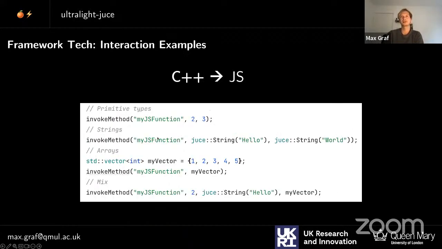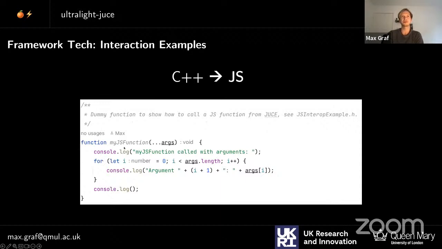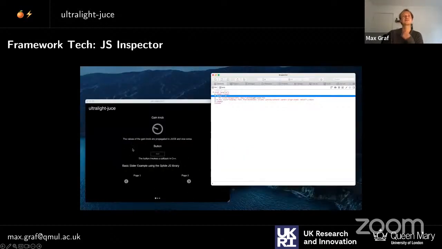And vice versa. Very similarly, in C++, we have a standardized method called invoke method, which is templated. You can pass any of these data types that are described, and it will invoke the method called whatever you pass it in JavaScript with whatever arguments you give it. And in JavaScript, you have your method called myJS function, and then you can do whatever you want with the arguments, and suddenly you have interaction.